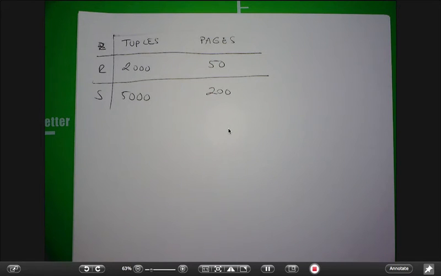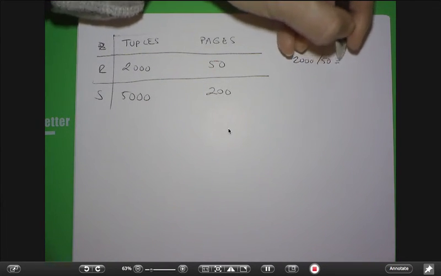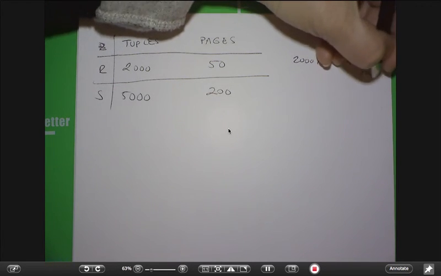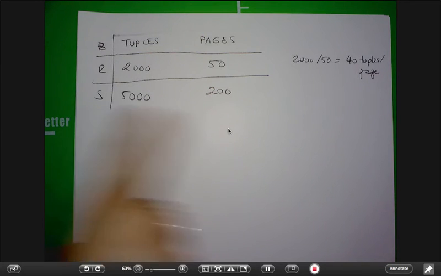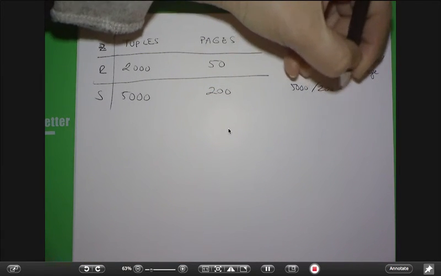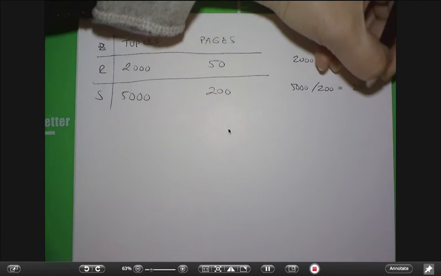So whenever you see numbers like this, right, it just means that, for example, for R, you have 2,000 divided by 50, 40 tuples per page. And for S, you have 5,200, you have 50, 25 tuples per page.